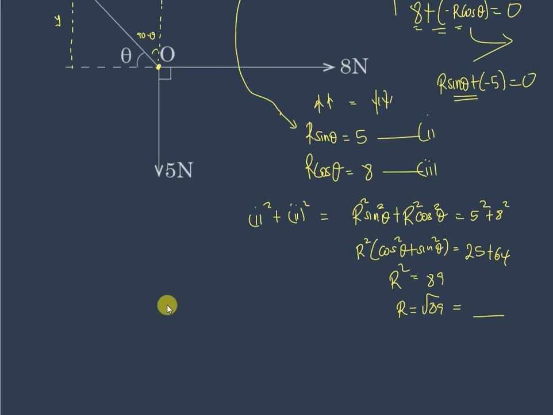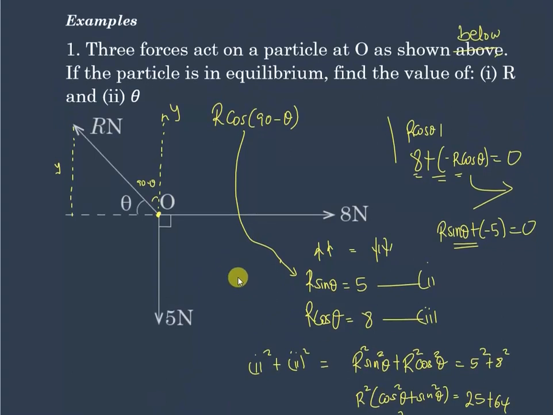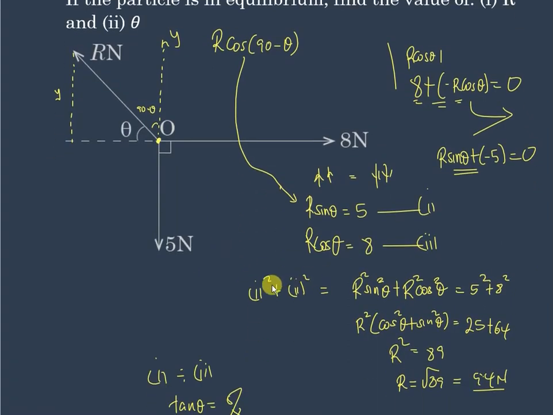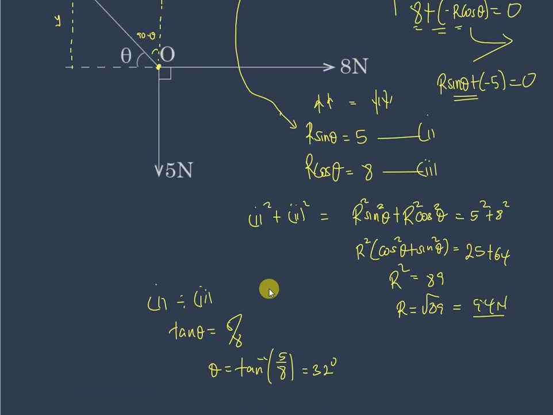Then when we get equation 1 divided by equation 2, we have that tangent of theta is equal to 5 over 8, and theta is equal to the tan inverse of 5 divided by 8, which gives us 32 degrees. Those are the values we have here. I guess you have followed that.